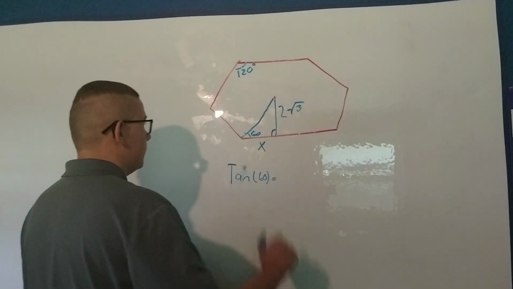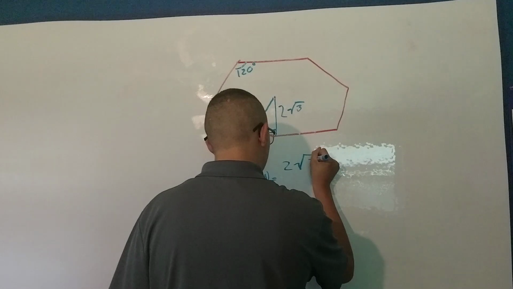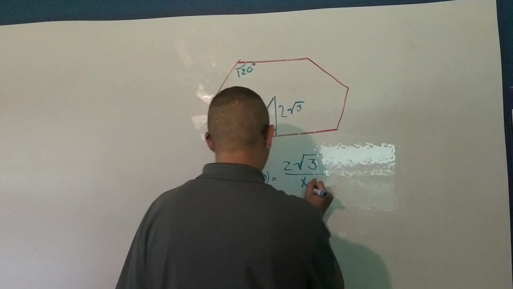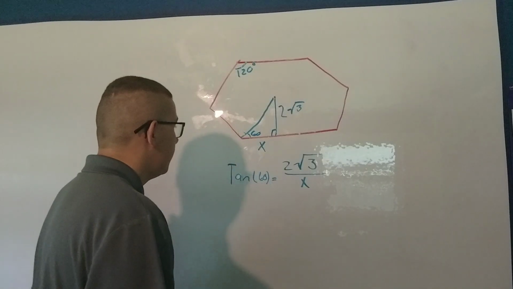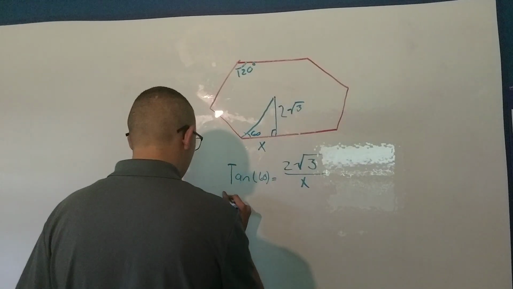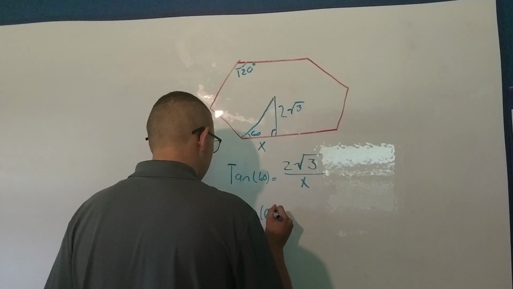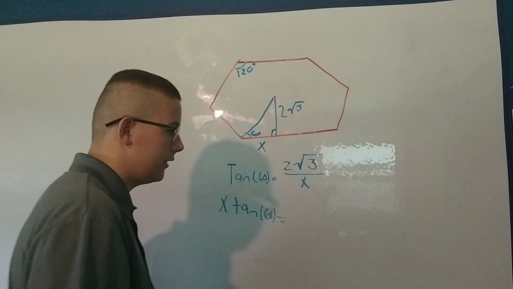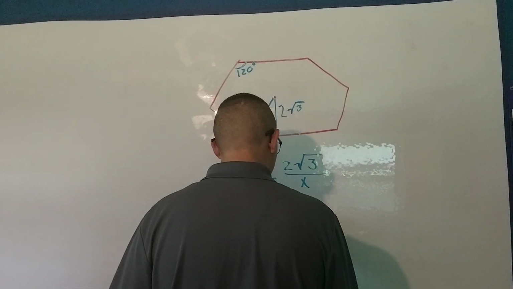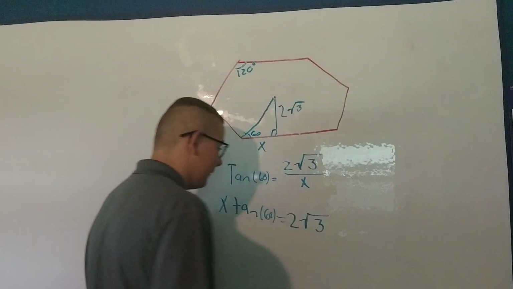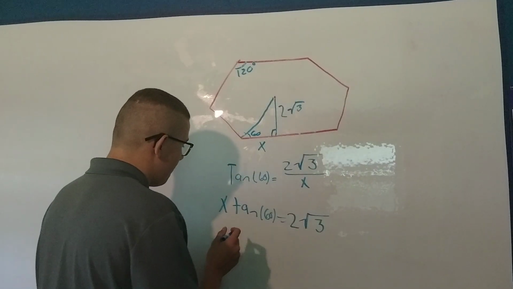So the opposite is 2 times root 3. So we do 2 root 3 over x like that. And then we can solve this here by bringing x over. We do x times the tangent of 60. I think it's funny. I went on a rant earlier on how you need to be good at trigonometry for this, and then I messed up the trigonometry in the last two examples. But I apologize for that.